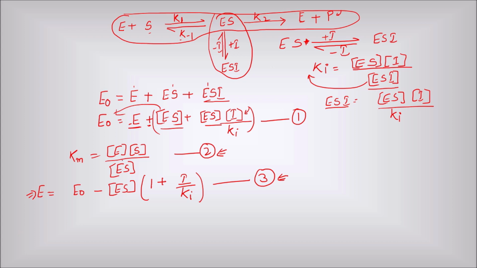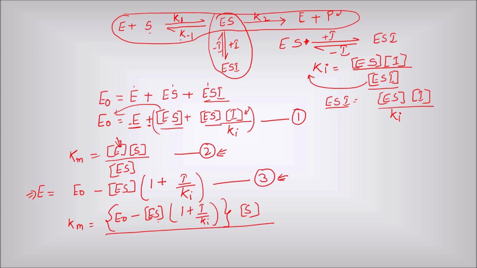So if I replace this value of enzyme from equation 3, Km will be equal to E naught minus ES times 1 plus I by Ki, and this whole term will be multiplied by the substrate. Sorry, here we have ES.